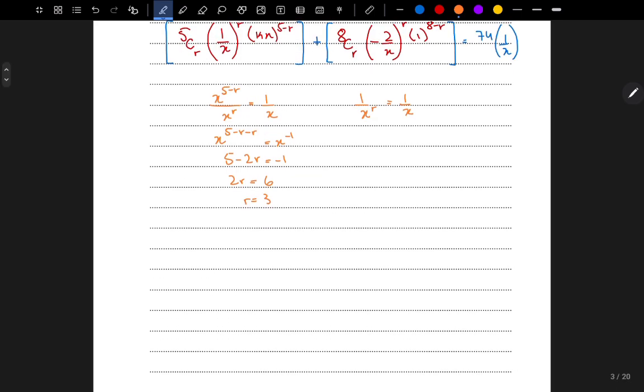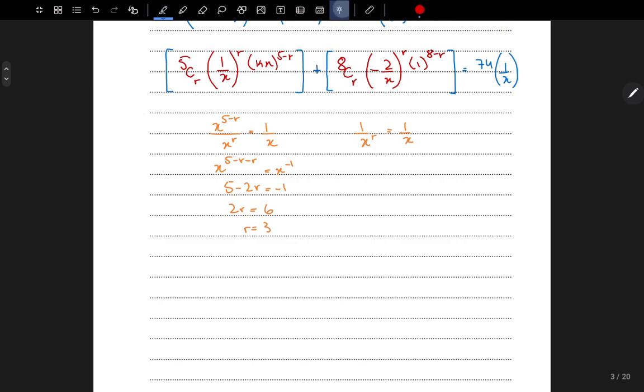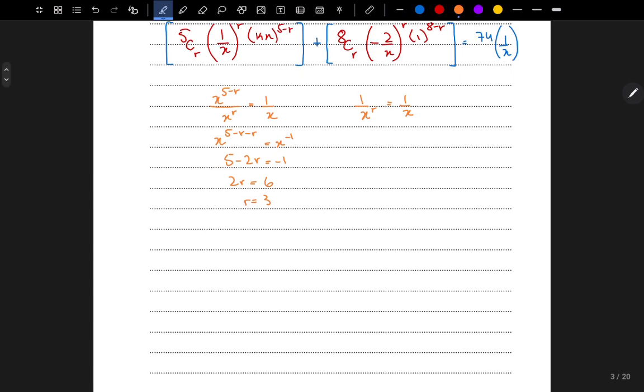So we know that the 1 upon x value in this bracket lies at r equals 3. And in the second box, we can do the same, as there's an x value in the denominator, so we can write this as 1 upon x to the power of r equals 1 upon x. This is easier, and we can just write this as x to the power of minus r equals x to the power of minus 1. Minus r will give us minus 1, and the final answer will be r equals 1, which is the first value in this equation.